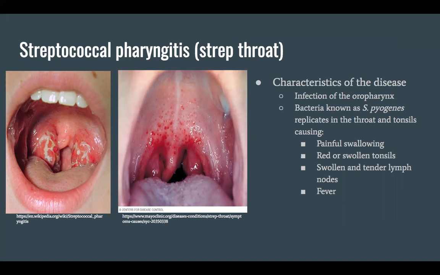And in these photos, you can see the tonsils are very enlarged, and in the one on the left, they do have the whitish spots on the tonsils. And in both photos, they have the red throat, which is primarily causing the sore throat.